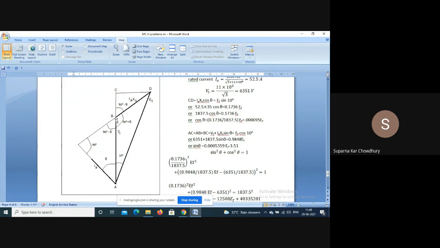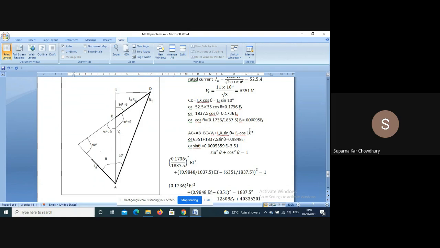Similarly, CD is IaXs sine of this angle. So IaXs cos theta, since this is 90 minus theta, so this is cos theta. So IaXs cos theta is equal to EF sine delta. Now in this expression, Ia is known, Xs is 35 as given, cos theta is unknown, and EF also is unknown. Sine delta is 0.1736 EF, so we can get a value of cos theta in terms of EF.